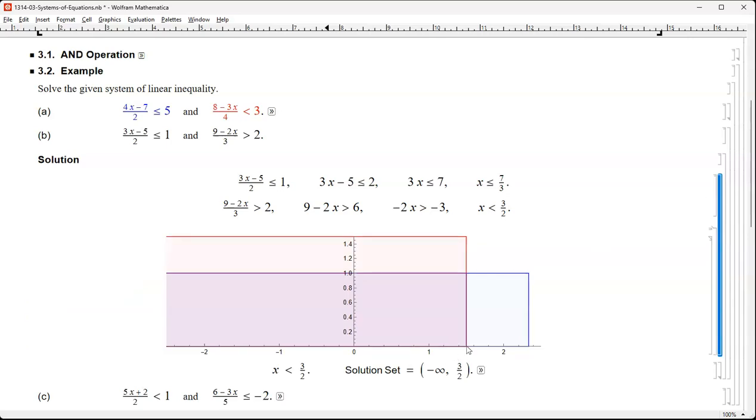3/2, which is 1.5, and 7/3, which is 2.33 something, and we are talking about the intersection. So covered by both, so we go only up to 3/2.